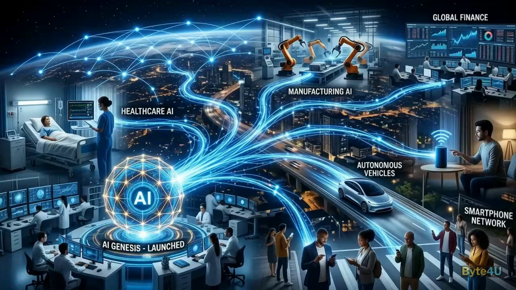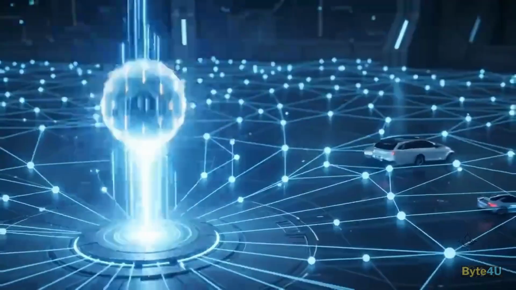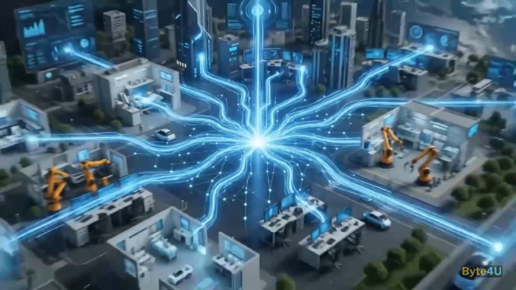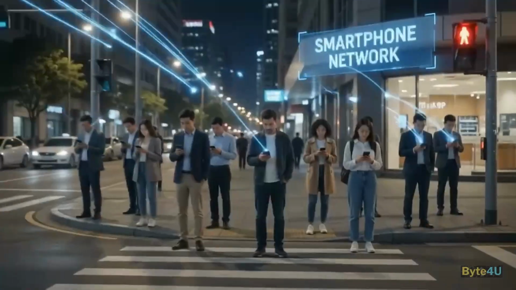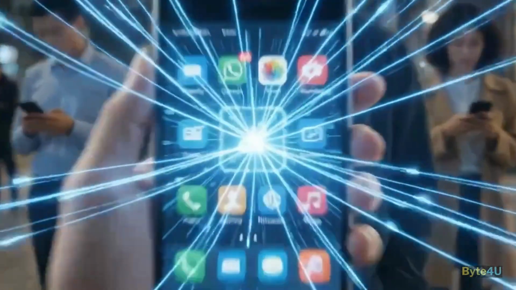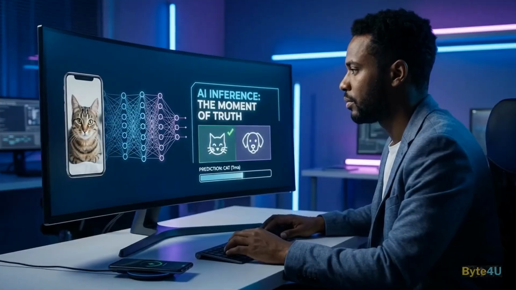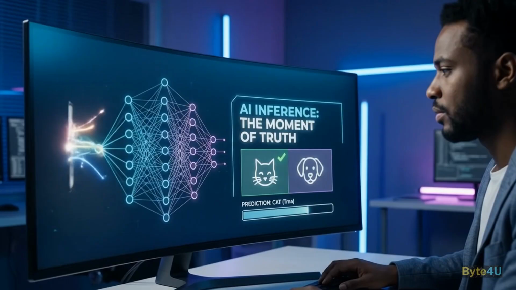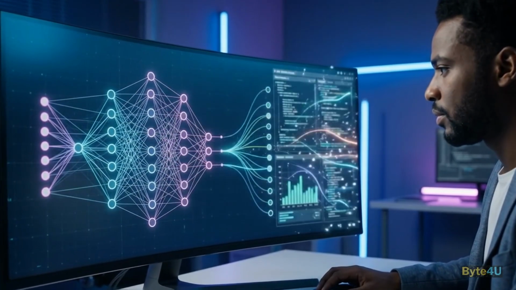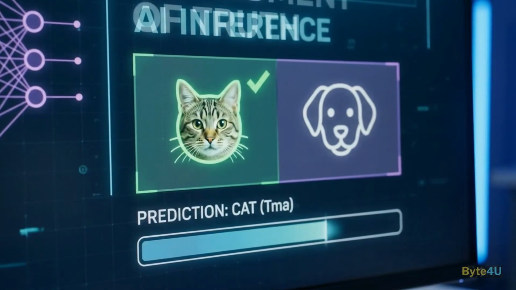Let's move to the final deployment. When that error rate gets low enough and we're finally happy with the results, we deploy the model into a software application. This phase is known as AI inference. This is the moment of truth, guys. This is when the model can instantly look at that brand new smartphone photo you just uploaded and predict in literal milliseconds whether it's looking at a cat or a dog.